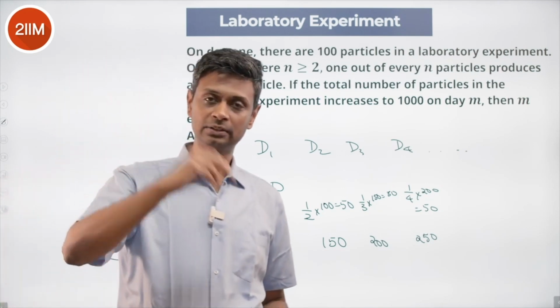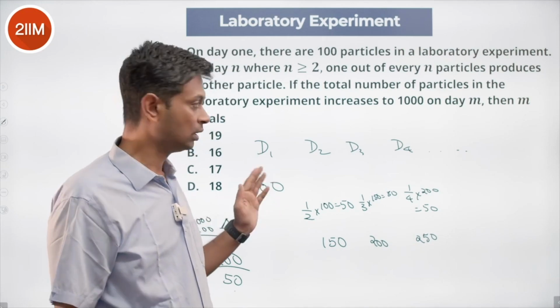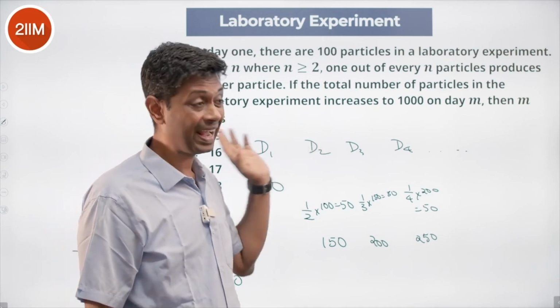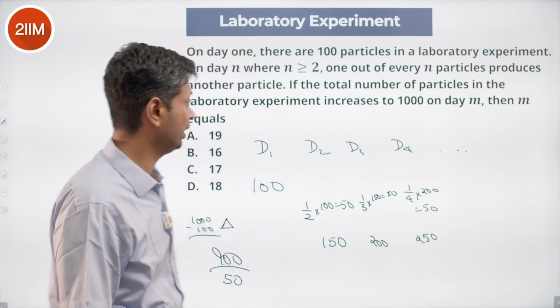18 times we add. On day 1, we have 100. Day 2, we add 50. Day 3, we add 50. 18 days we add. Our total number of days is 19.